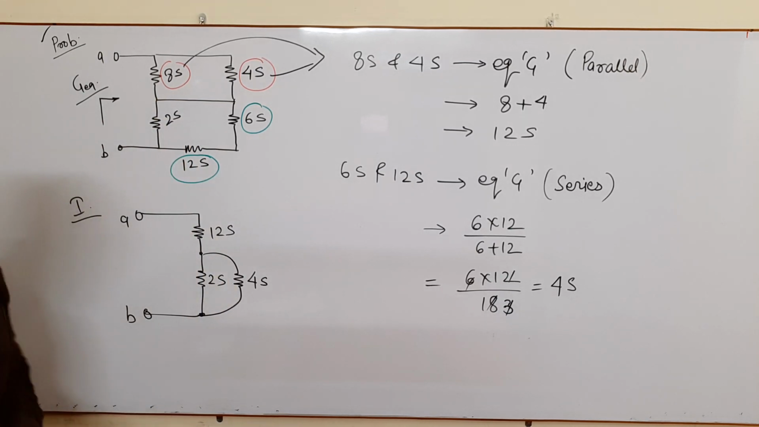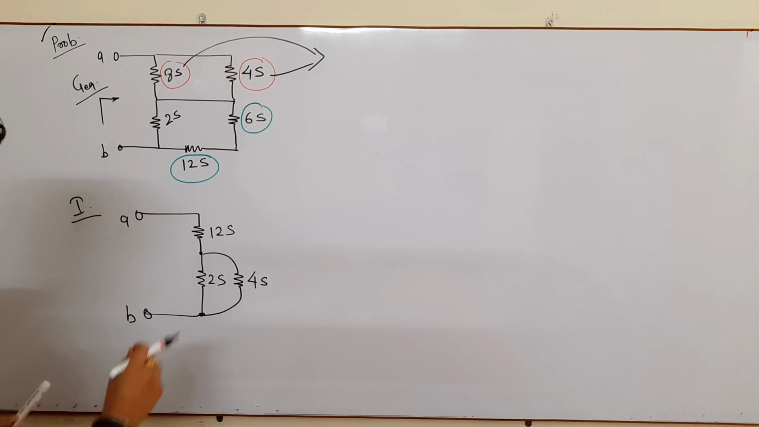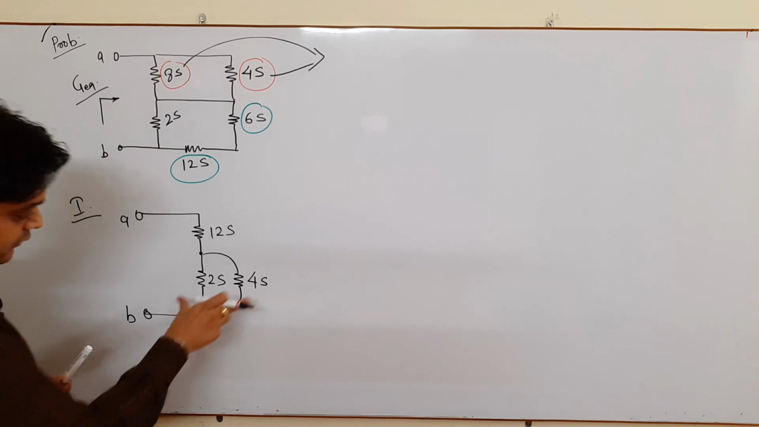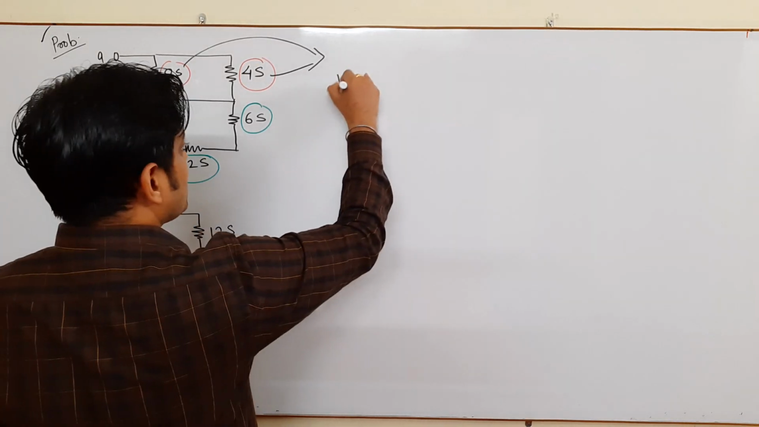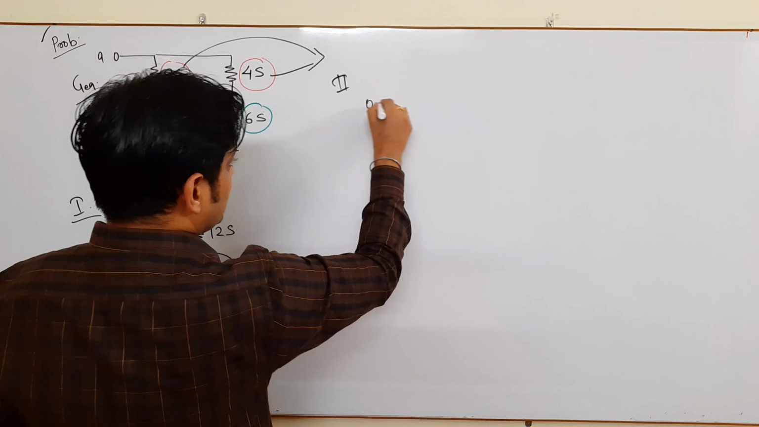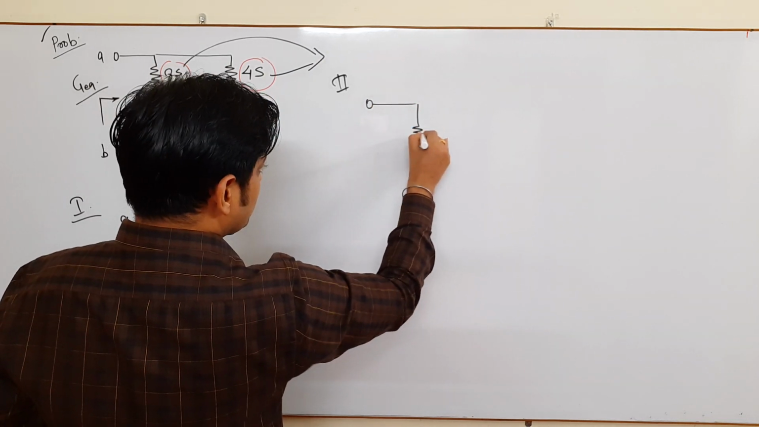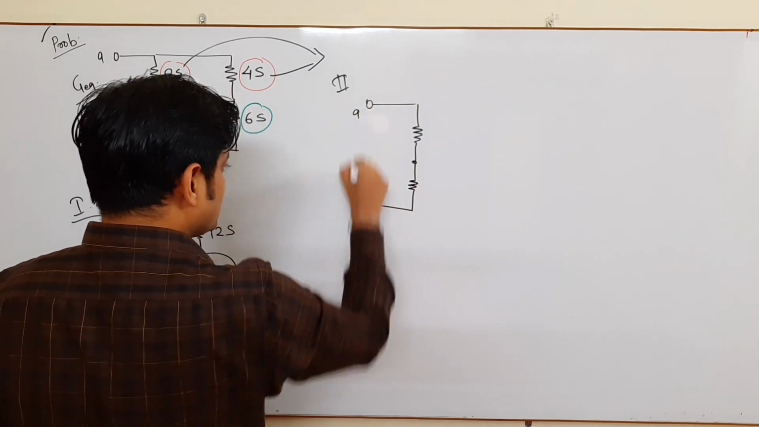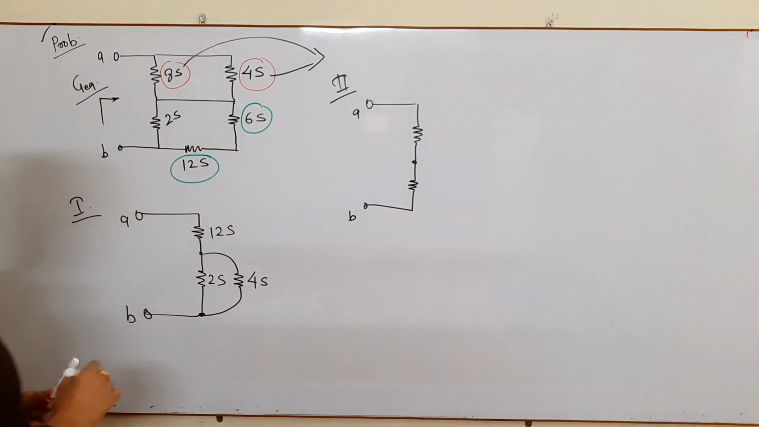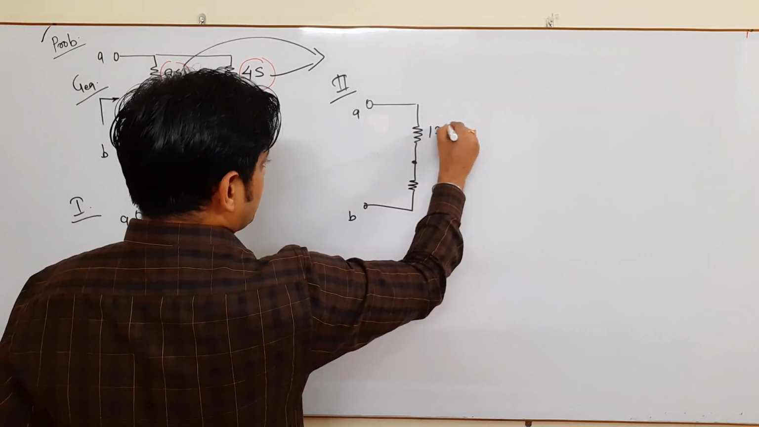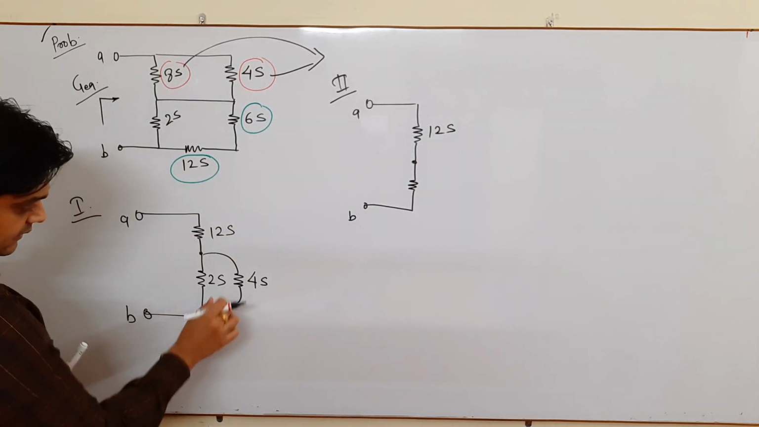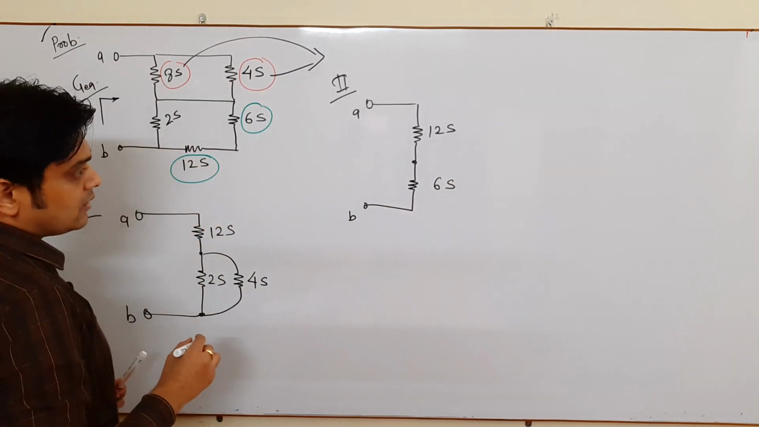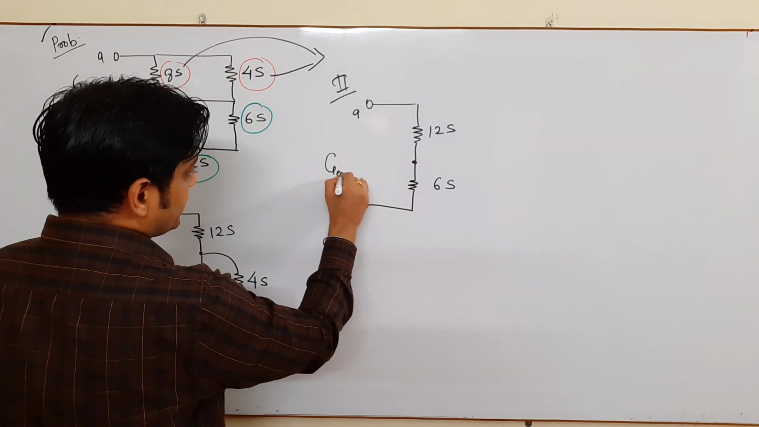Now we see further. Now you see this 2 S and 4 S. This 2 S and 4 S is in parallel, so they simply get added. This is our second step. This is A, this is B. So this is your 12 S, and as I said, this simply gets added. So this becomes 6 S. So you have to find G equivalent at these two terminals.